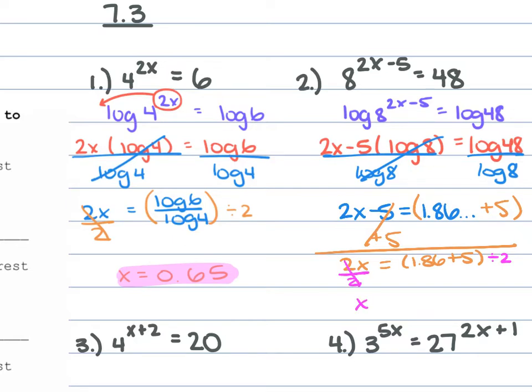So in our calculator, from that log 48 divided by log 8, we hit that enter. We are going to add 5 to that and then divide that by 2. So we should get that x is equal to 3.43.